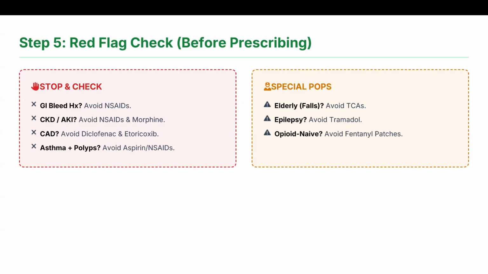In special populations like the elderly or those with increased risk of falls, avoid tricyclic antidepressants. In patients with epilepsy, avoid tramadol. In opioid naive patients, avoid fentanyl patches. It can cause sudden onset hypertension.